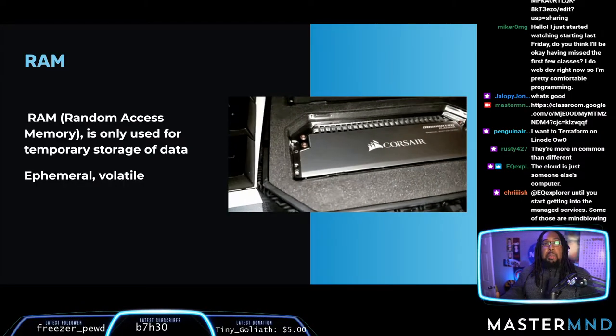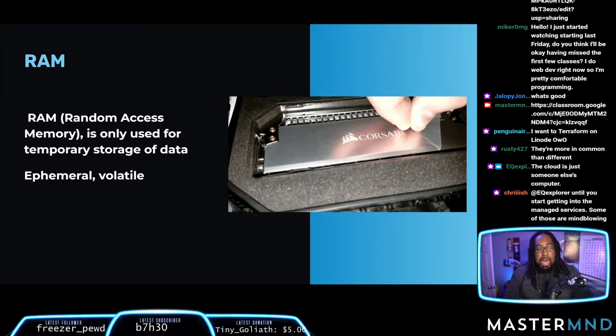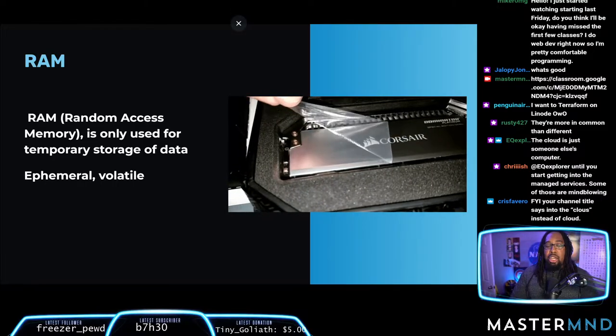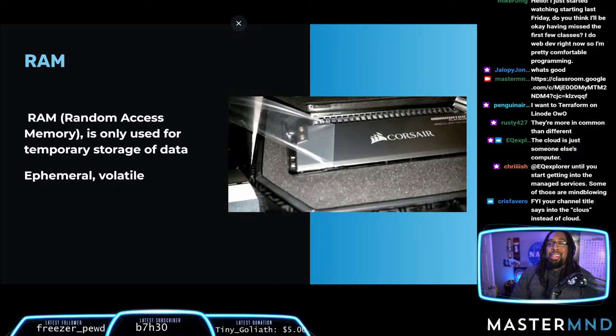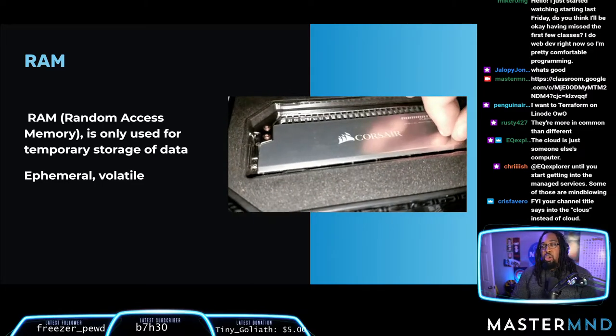RAM, another important piece of the computer, just as important. RAM stands for random. Oh, it says cloud instead of cloud. I just want to make sure that people, when they're coming in here, know that there are going to be misspellings.